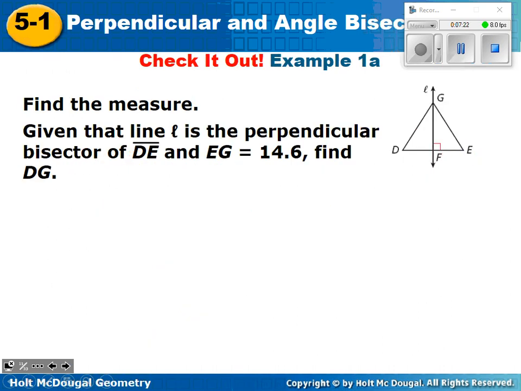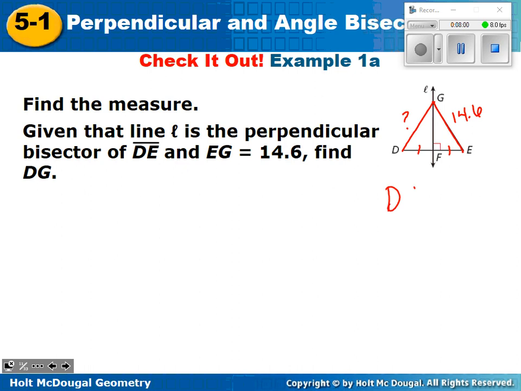Okay, next one. Given the line L is the perpendicular bisector of DE, and EG is 14.6. Find DG. And I promise you'll have questions even like this on your test. Super easy. So line L is the perpendicular bisector. So that means you know that DF is also congruent to EF, right? But what you're using is the perpendicular bisector theorem to say that means GE is now congruent to DG, right?